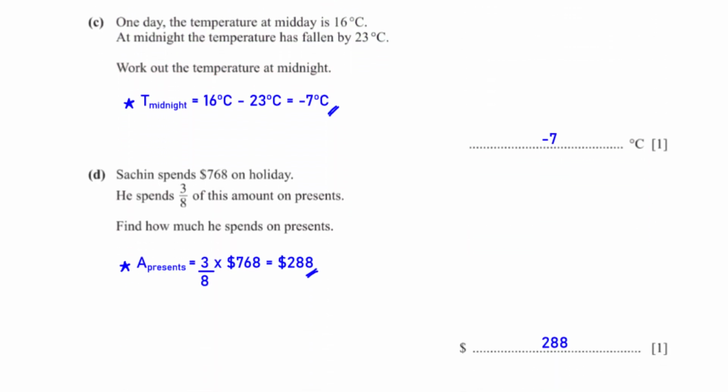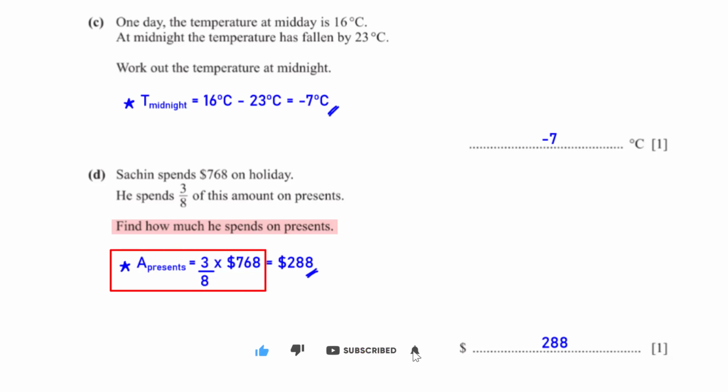Sachin spends $768 on holiday. He spends 3/8 of this amount on presents. Find how much he spends on presents. To get the amount he spends on presents, we simply multiply 3/8 by $768. This gives us $288.